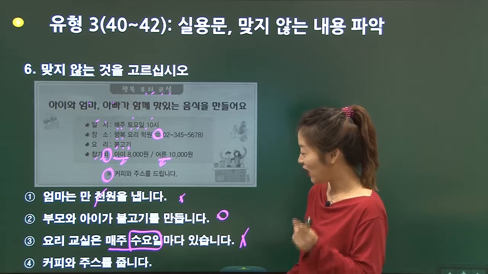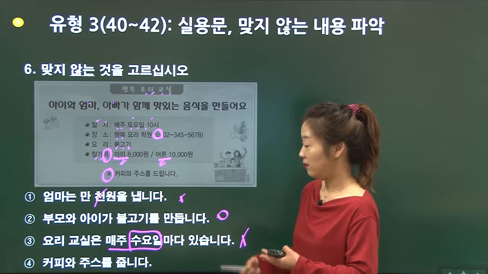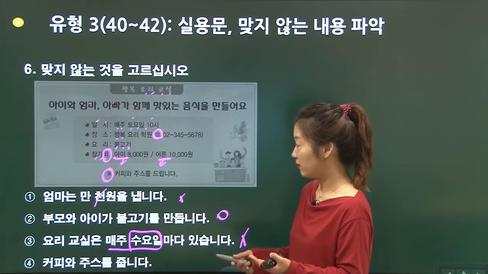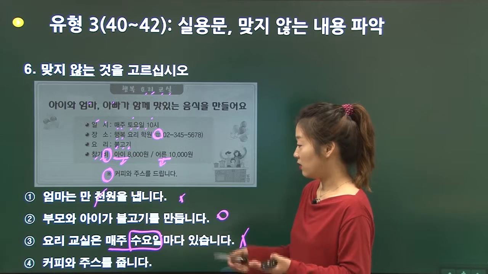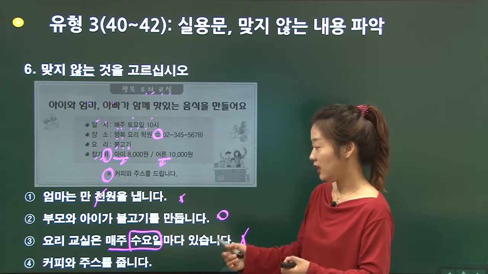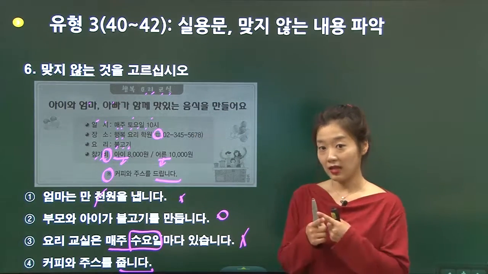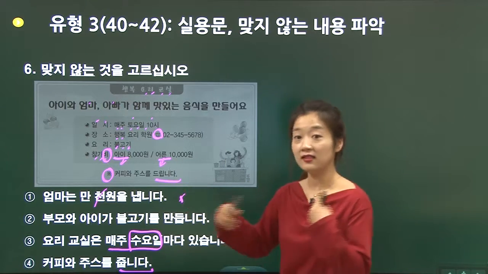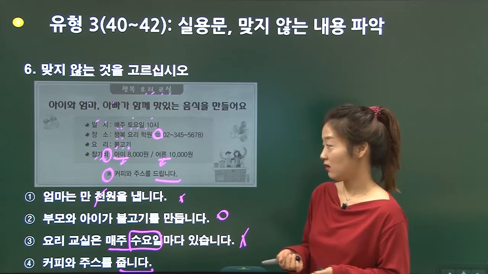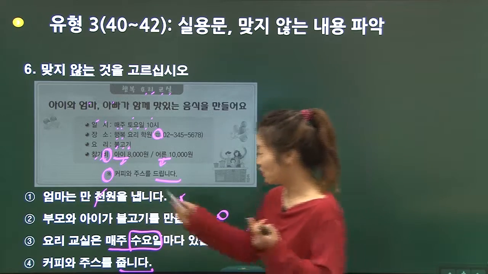Number four, 커피와 주스를 줍니다. So the parent and the kids can get coffee and juice, right? In this cooking class, coffee and juice, 줍니다. 드립니다 and 줍니다 mean the same, but 드립니다, 드리다, is a much more polite expression, okay? So there are two incorrect sentences, right? Number one and three.